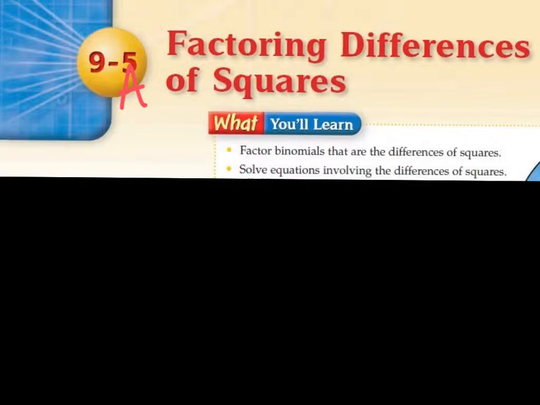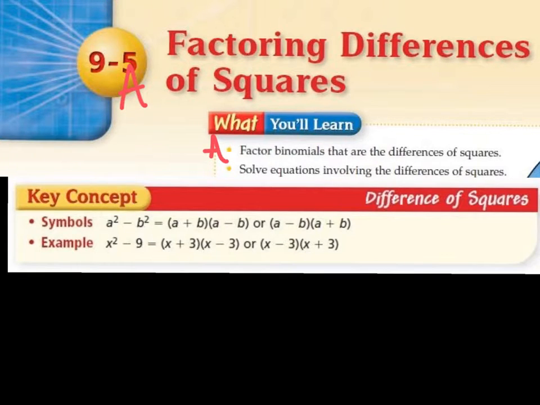Well, we're breaking lesson 9.5 up into two parts again, looking at factoring difference of two squares, and in this video we're just going to factor binomials that are difference of two squares. Algebraically, if we have a squared minus b squared, it's the same as a plus b times a minus b, or a minus b, a plus b, we don't care which one comes first. Let's FOIL that out to show why it works.